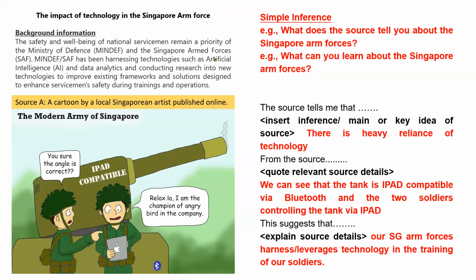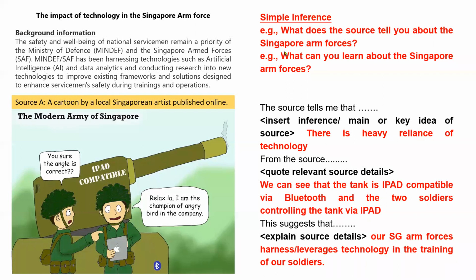So remember what I said, you must make sure you read the background information, and you can see that the background information is really about how SAF is harnessing technology because they want to enhance servicemen or NS-men safety. And you look at this quite interesting cartoon. It is by a local Singaporean artist and is published online. So obviously, the audience is Singaporeans, right?